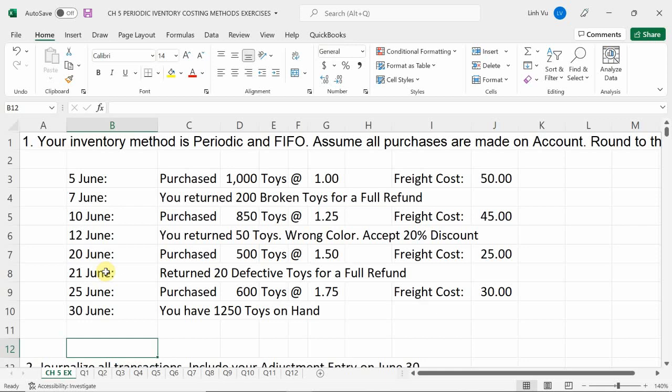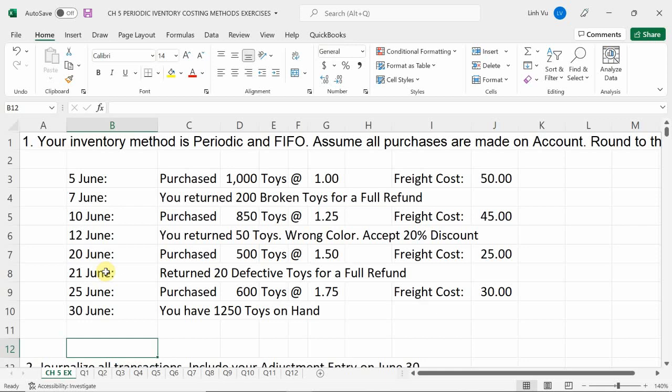Now, because they were the wrong color, the vendor convinced you to keep them, since you can still sell them at your store. And they gave you a 20% discount as a way to make up for their mistake, to say, I'm sorry, we sent you the wrong item. So to keep you coming back, we decide to give you a 20% discount. Now, this is going to be considered an allowance, right?